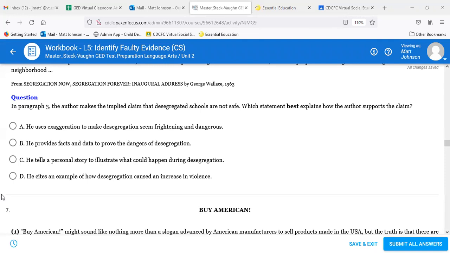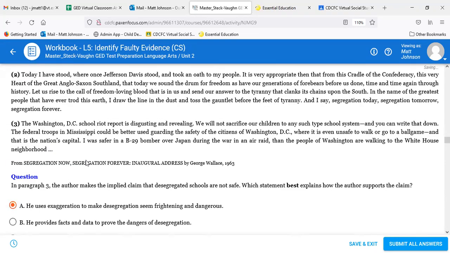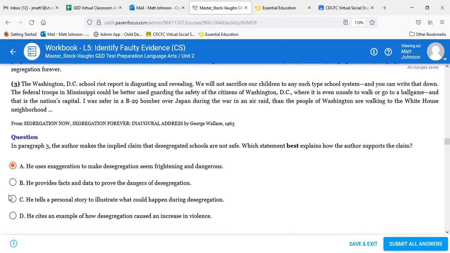Is it A? Yeah, he exaggerates to make desegregation seem frightening, right? He compares the streets of DC to the safe. Yeah, he was safer flying a bombing mission. I don't know if he was a pilot or part of a B-29 group, a B-29 bomber over Japan during the war in an air raid. Saying that that's safer than being on the streets of Washington, D.C. So really exaggerating it. This guy is a real piece of work, man.